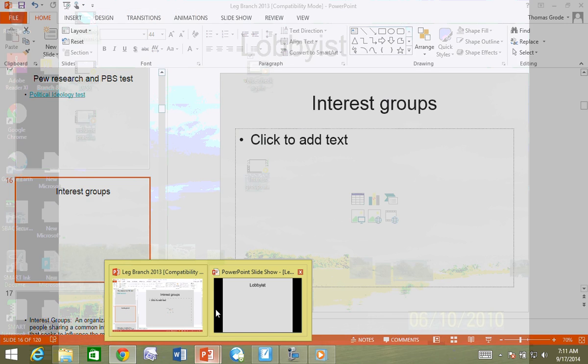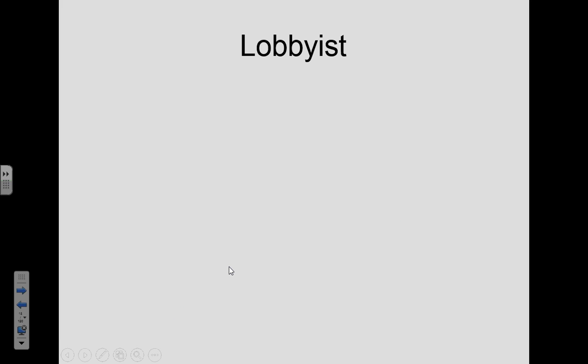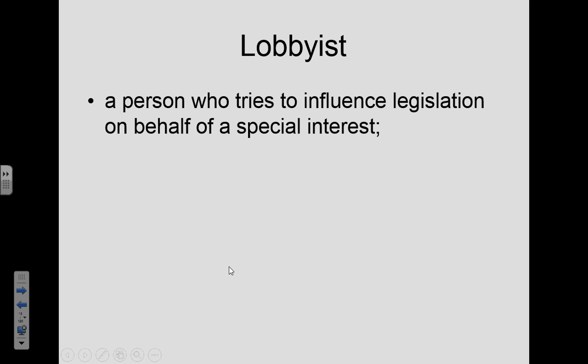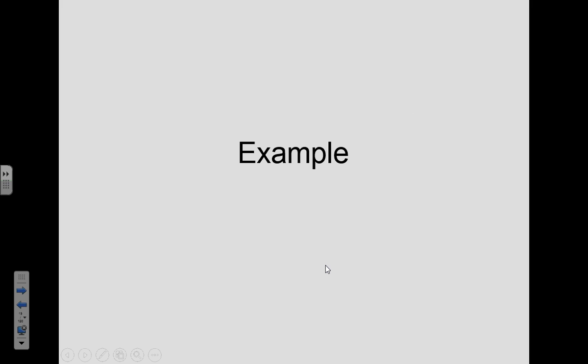Now, sometimes an interest group will hire a lobbyist. A lobbyist is just somebody who works to try to influence legislation on behalf of that special interest. So if the NRA hires someone to work with Congress or try to convince members of Congress to vote a particular way on a piece of legislation, that would be a lobbyist. They don't have to be paid lobbyists. People can lobby government without being paid. But lots of times we have paid lobbyists who work for organizations, work for interest groups on behalf of that interest group.